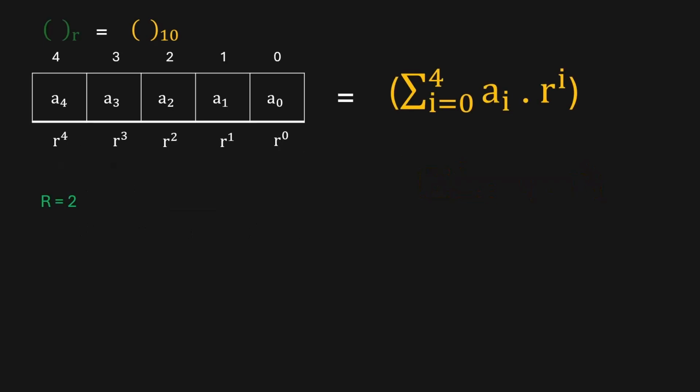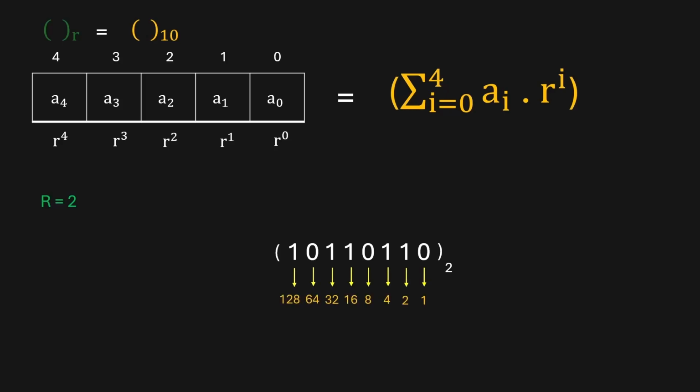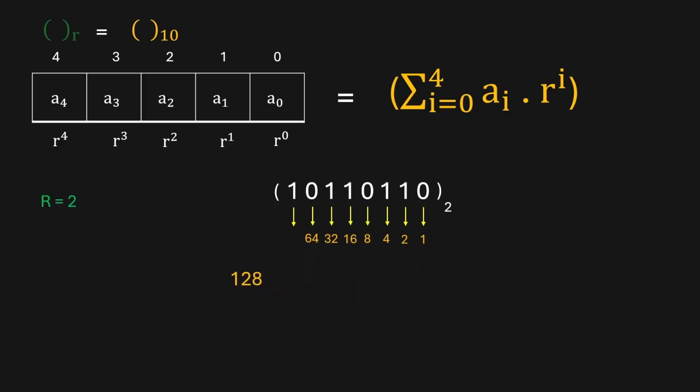Suppose the base R equals 2. We have a representation of number 101101110 in base 2, and I need to sum these values together. That is 128 plus 32 plus 16 plus 4 plus 2, which results in 182. The representation of the number in base 10.